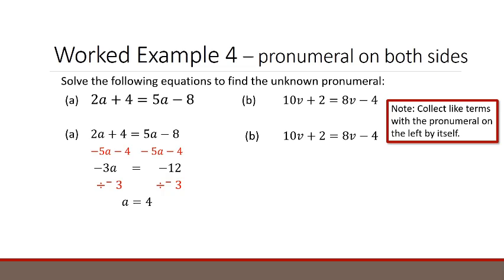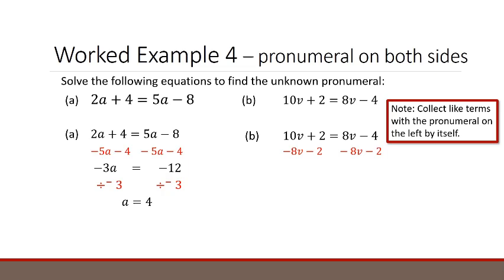For part B, 10v plus 2 equals 8v minus 4. We again want to take the 8v away from the right-hand side, so we minus 8v, and we minus 8v from both sides. We want to take the 2 away from both sides, so we minus 2 from both sides. And it may look a little funny putting all these symbols in red underneath, but now we work vertically.